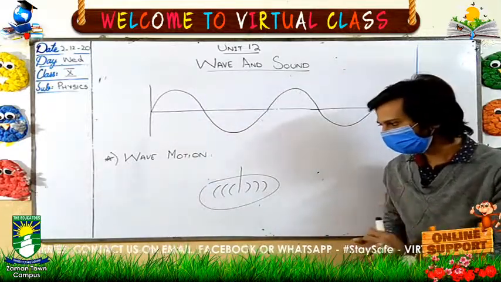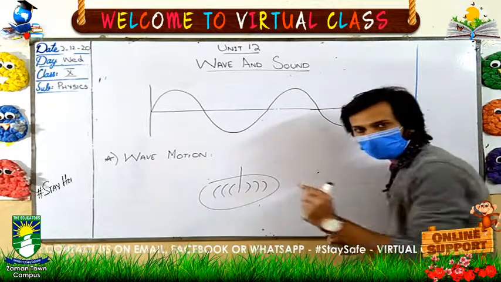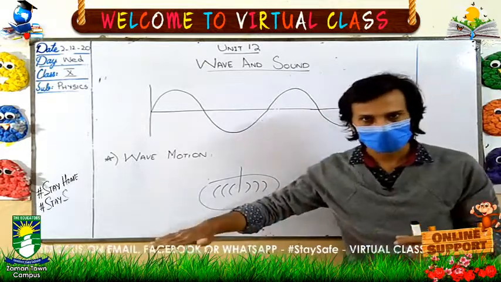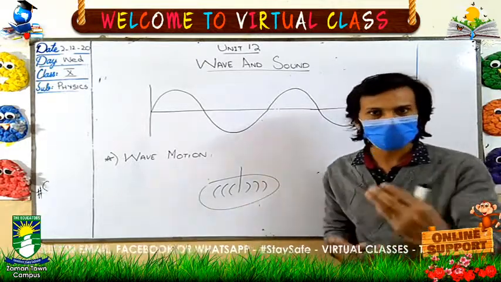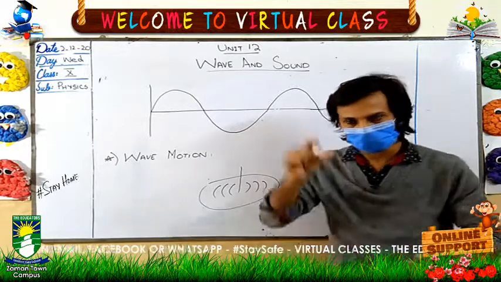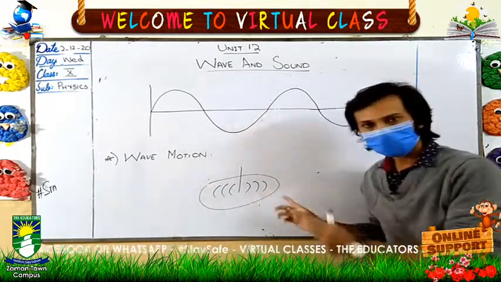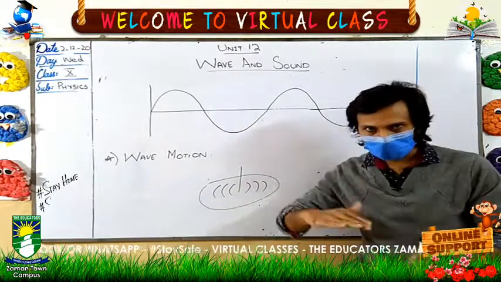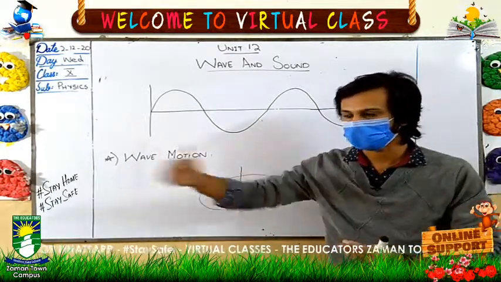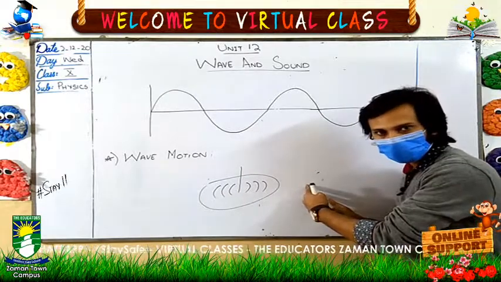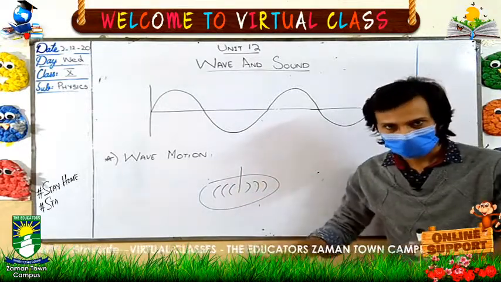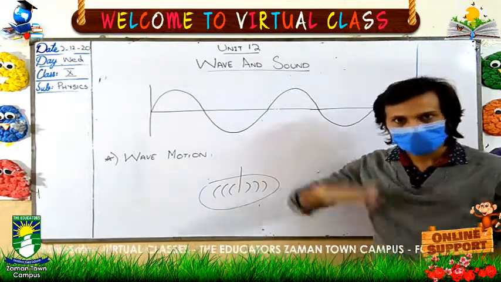Just suppose I am putting a paper on the surface of the water. Now I am dipping the pen. As a ripple forms, will that paper move with the ripple or not? That paper will remain at its place. It will move up and down, but it will not move to the end of the surface. It will remain on its original position, but it will move up and down.